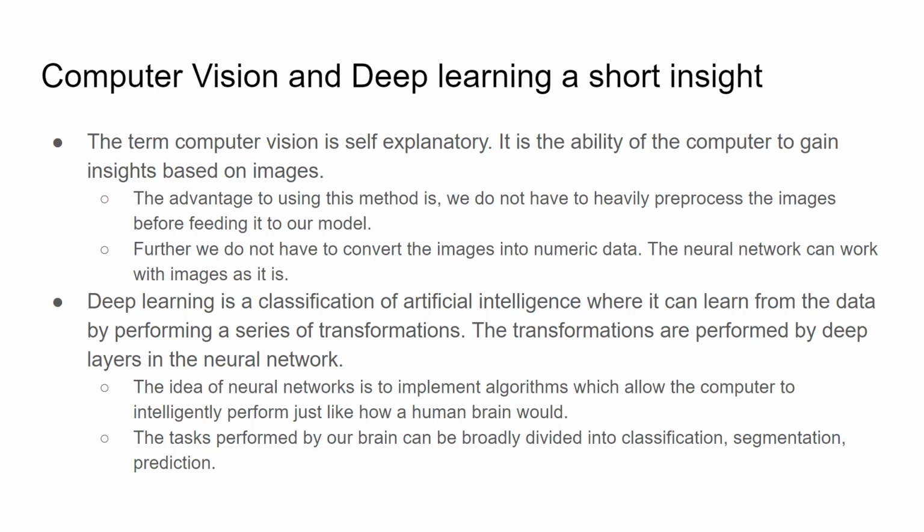And deep learning is a classification of artificial intelligence and machine learning. It can learn from the data by performing transformations. These transformations occur in phases, and they work by performing these transformations in layers. The whole idea of deep learning is to implement a learning mechanism which is very similar to the human brain. Basically, any task that a brain performs regarding computer vision is divided into classification, prediction, or segmentation. So we are either classifying objects, distinguishing objects, or predicting what is going to happen to those objects. And we'll be able to use this in a deep learning algorithm, just like how the brain works.